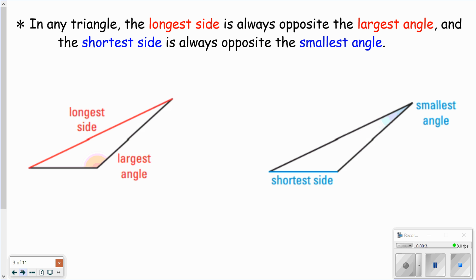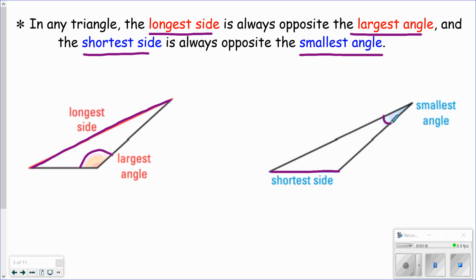In any triangle, the longest side is always opposite of the largest angle. So once again, the longest side of the triangle is always opposite of the largest angle. And the shortest side is always opposite of the smallest angle. So if you look at our diagram here, this red line, which now I will make purple, is the longest side, meaning that this angle is the largest angle. This blue side, which I'm now making purple, is the shortest side, meaning that the opposite angle here would be the smallest angle.